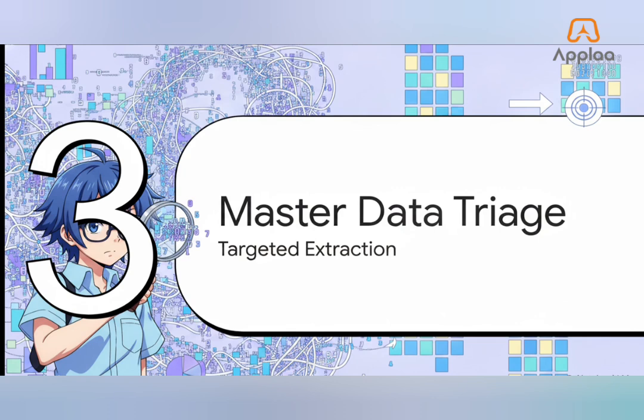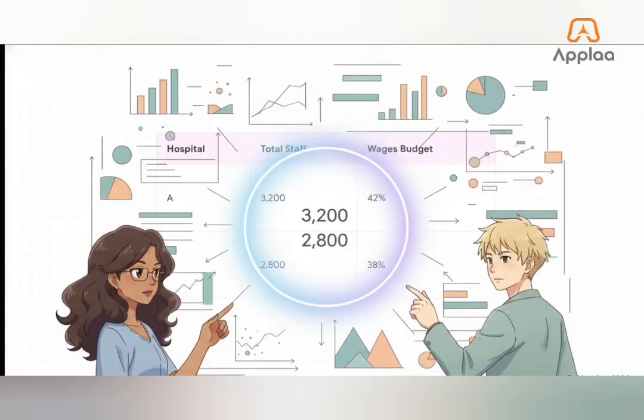Section 3, Master Data Triage. So tables and charts on the UCAT are literally designed to overwhelm you with visual noise. It's a trap. Using visual principles from Northern Illinois University, you need to mentally create an annotation spotlight. You aren't reading the whole table here, you are triaging it. You're looking for the exact intersection of data you actually need, like isolating just the staff and budget percentages for hospitals A and B and ignoring the rest of the spreadsheet.